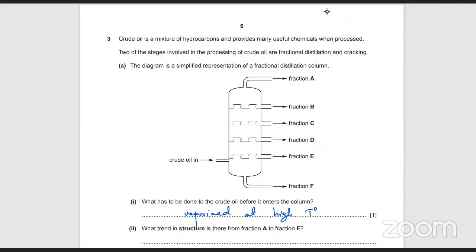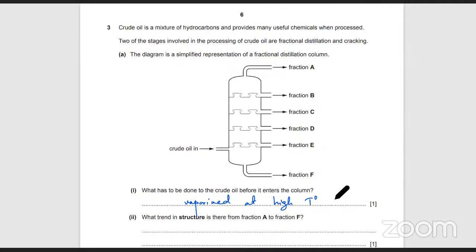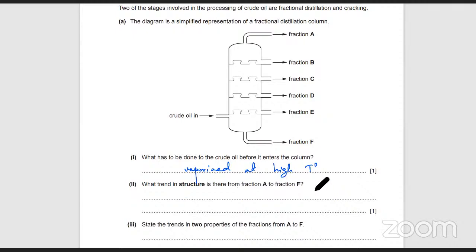At high temperatures. अच्छा, what trend in structure is there from A to F, from fraction A to F? What happens to the molecule of the organic compound, does it become bigger or smaller? बॉटम के ऊपर you get big molecules, ठीक है, and big molecules have higher melting and boiling points. So bigger molecules at the bottom. Yeah, A to F, the size of the molecule increases.